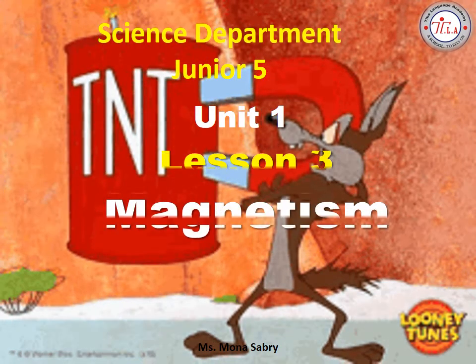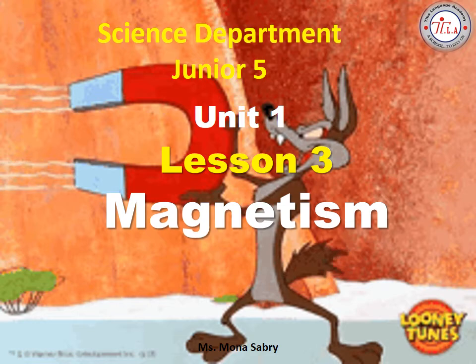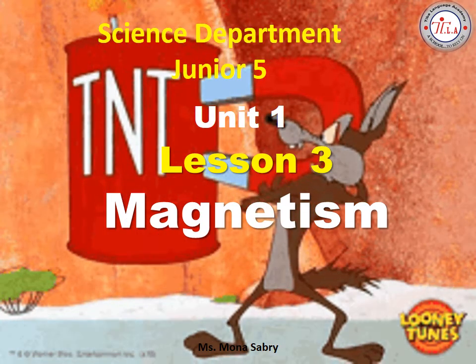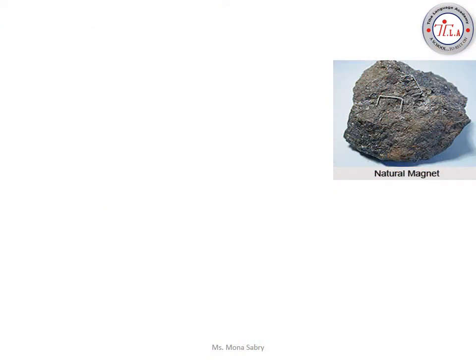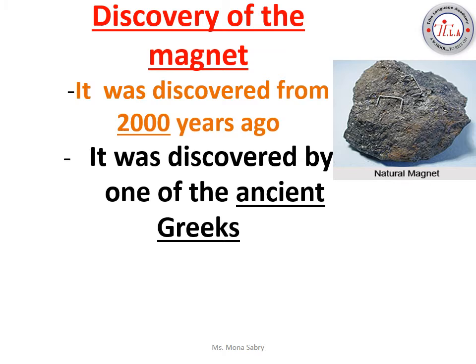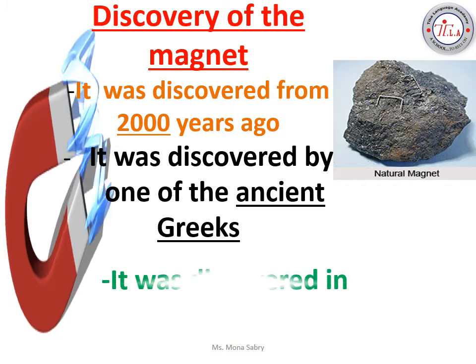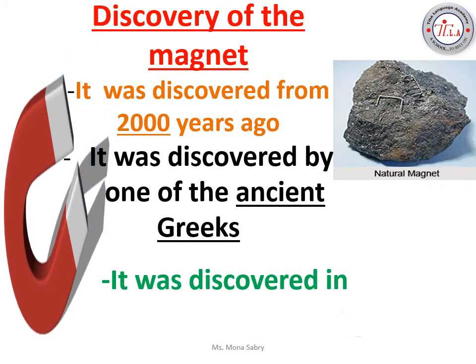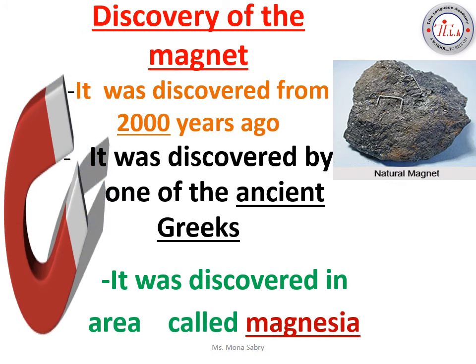Hello, Junior 5. Our lesson today is magnetism. Discovery of magnets. It was discovered over 2000 years ago by one of the ancient Greeks. It was discovered in an area called Magnesia.